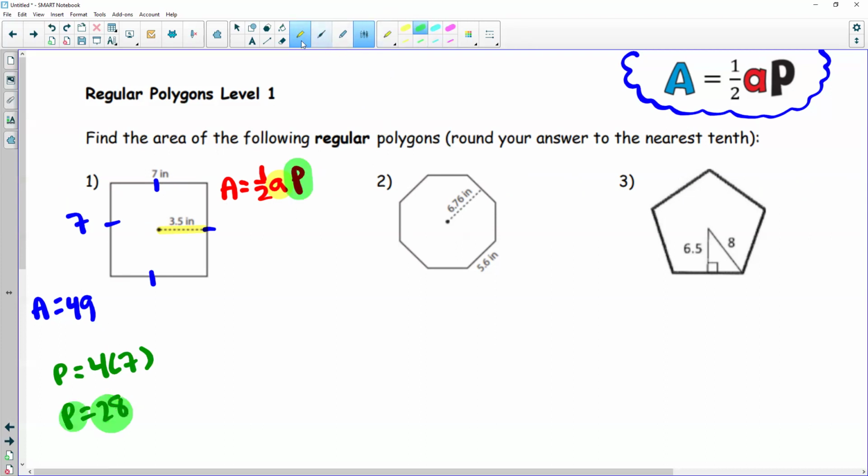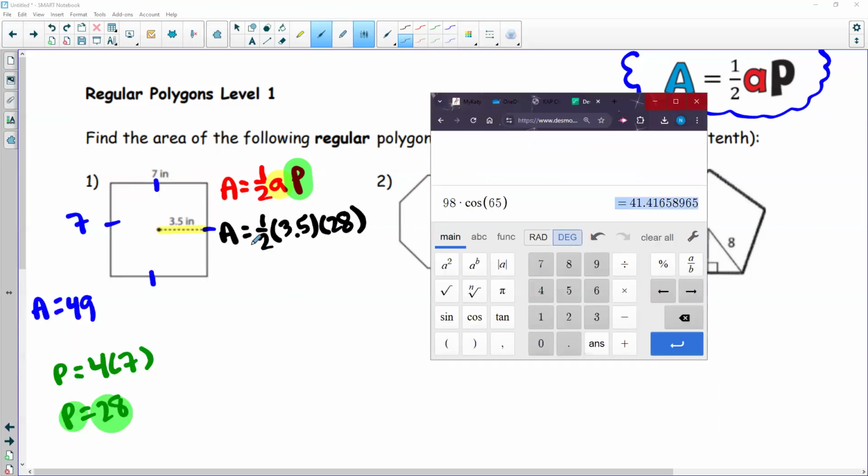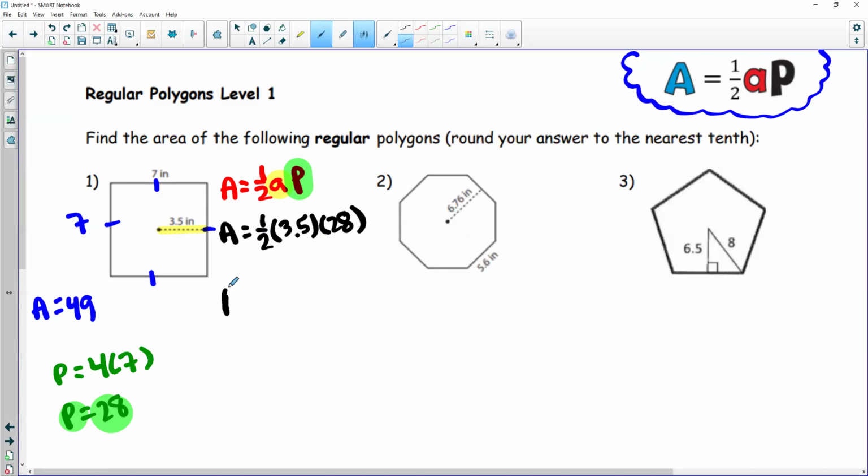All we're going to do is just plug it in. And if we plug this in, what we end up with here is that the area is equal to 1/2 times the apothem, which is 3.5, times the perimeter, which is 28. Okay? And we have a calculator here just to make our lives easier. Let's go ahead and use it. So we're going to multiply this out. We got 1/2 times 3.5 times 28. If we multiply that out, you see that we get 49, right? So the same exact answer that we got earlier.